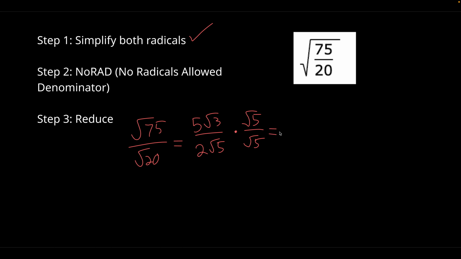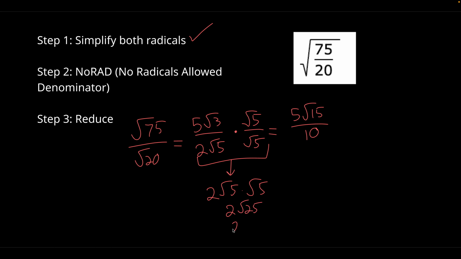Now, we should know how to multiply radicals. When I do this, what I get is 5 square root of 15 in the numerator, in the top. In the denominator, I get 10. And that was the whole point, right? Because when I do 2 square root of 5 times the square root of 5, this is like saying 2 square root of 25, which is just 2 times 5. And that's exactly what we wanted, right? We wanted the radical that we had to disappear, okay? And so our radical is gone.